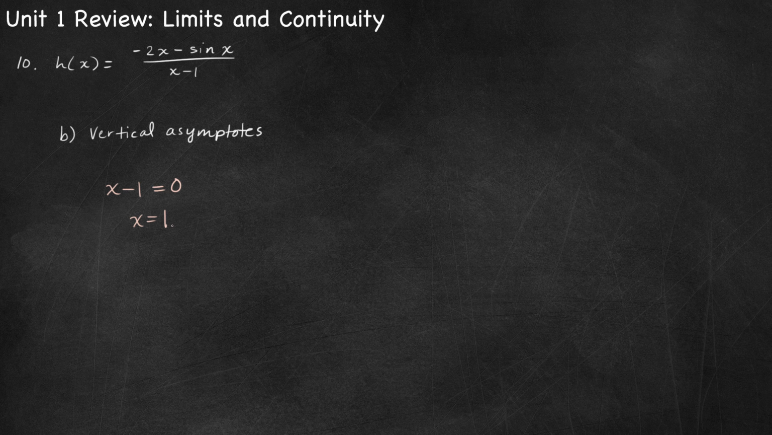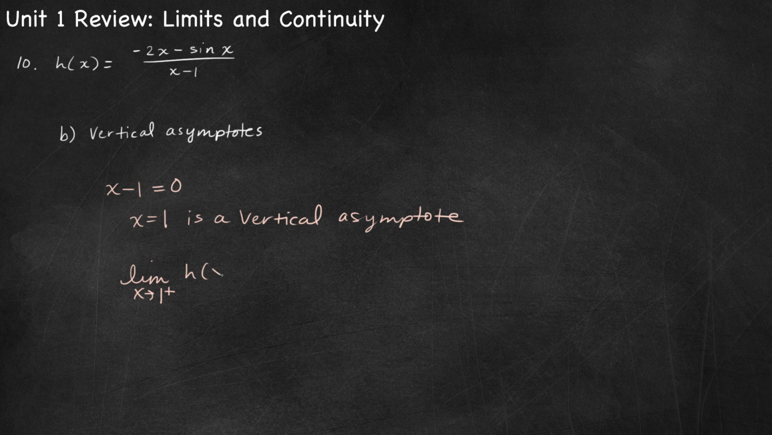So when x is 1, my numerator becomes negative 2 minus the sine of 1, which is not 0. So I know I have a vertical asymptote at x equals 1. And I can justify that using a limit statement. The limit as x approaches 1. Now I have to approach either from the left or from the right. It doesn't matter which one I choose. I'm just going to choose to approach from the right.